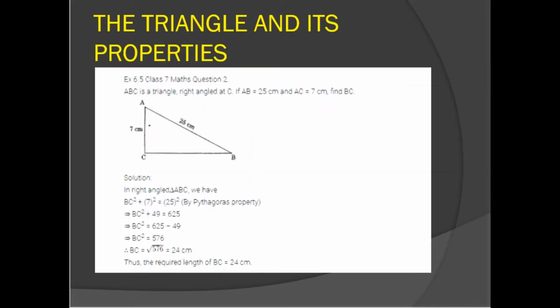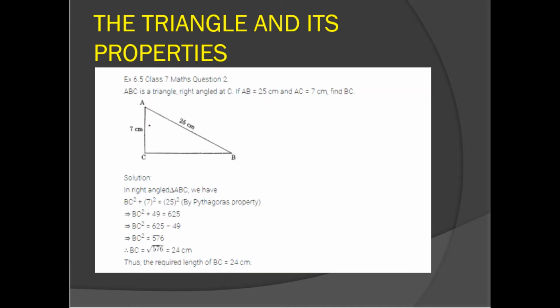Now moving to question number 2: ABC is a triangle right-angled at C. If AB is equal to 25 centimeter and AC is equal to 7 centimeter, find BC. In this triangle, which is right-angled at C, AB square is equal to AC square plus BC square, in which the BC value has not been given to us. So BC square plus 7 square equal to 25 square by the Pythagoras theorem, Pythagoras property.